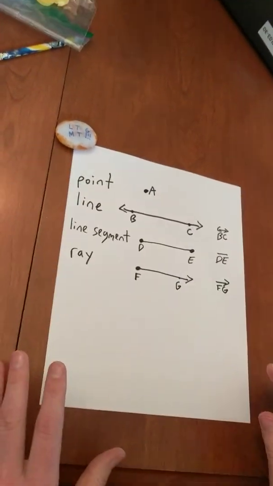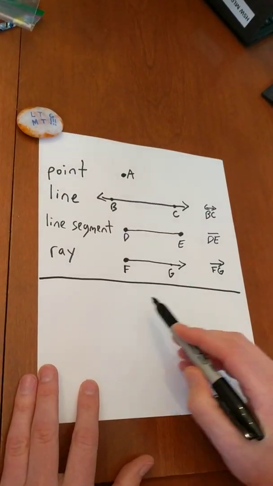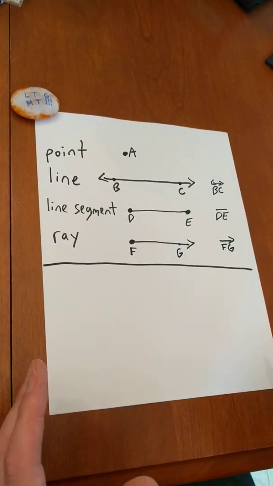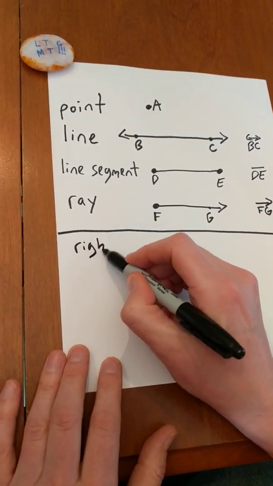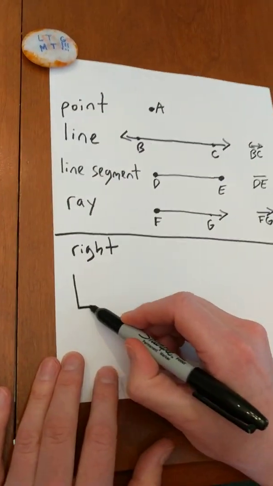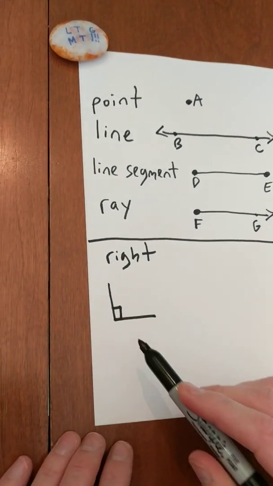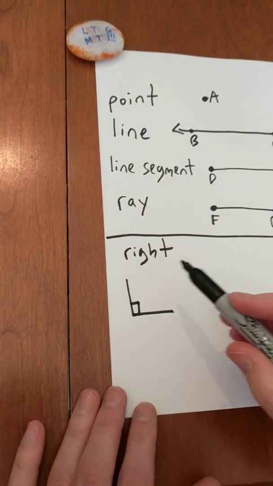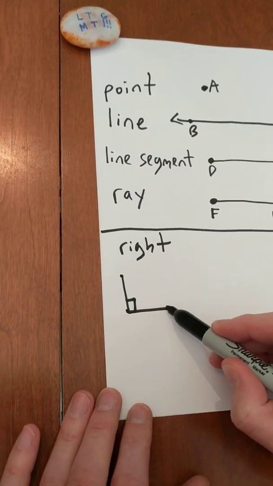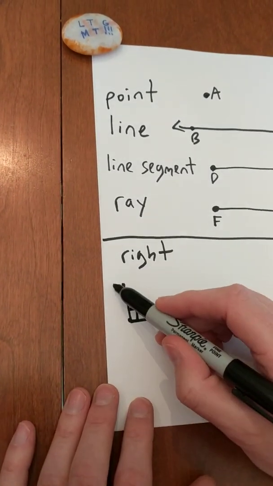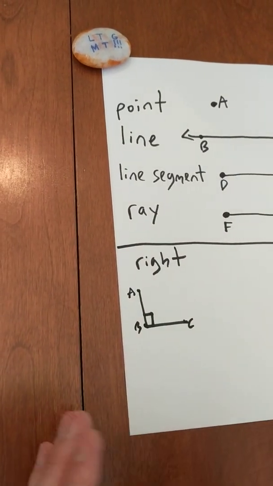The other thing I'm going to show you now are angles. Now, an angle can be one of three things. There's the right angle, which usually has a little box on it to show that it's a right angle. It's 90 degrees. It would be made up of 3 points. Could be rays, could be line segments. Like this could be angle ABC is a right angle.